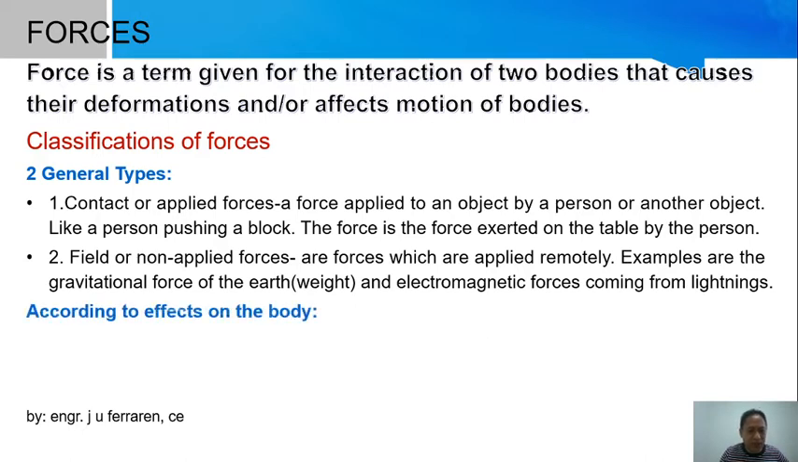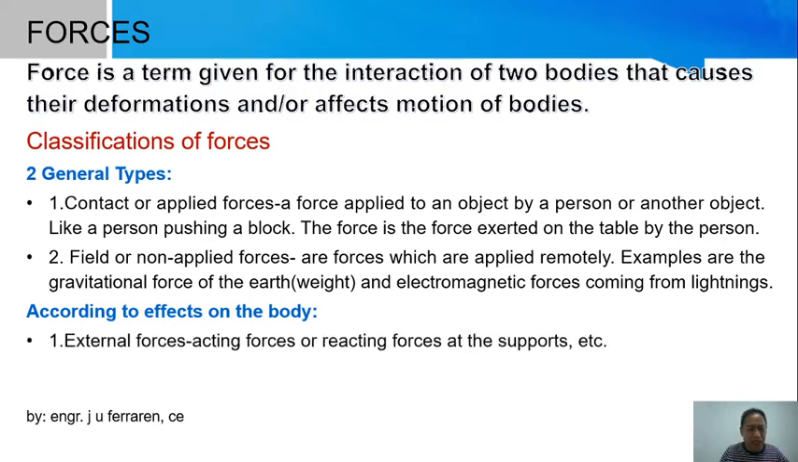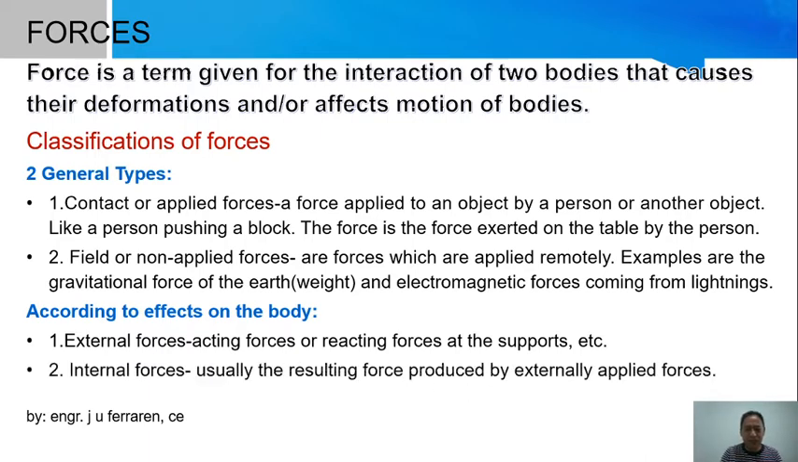But forces can also be classified according to the effect. So how is the body affected? It can be affected externally. These are forces which are actually acting and reacting forces, so reacting forces at the supports. Now the other one is the internal forces. They are forces resulting from the externally applied forces. So this is an effect of the externally applied forces. The internal effect of which the force developed is what is termed the internal forces. So we can classify forces according to the effect of the force on the body.